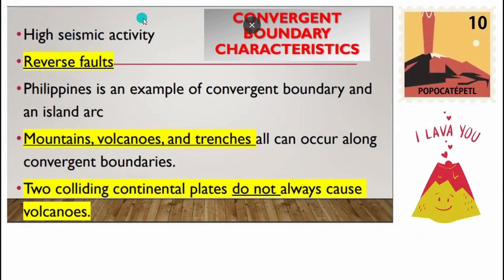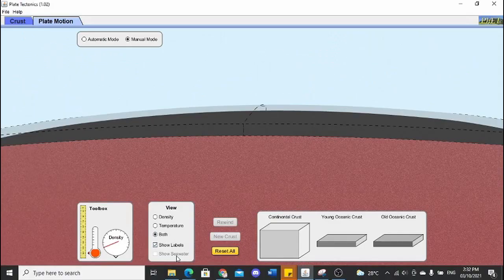In a convergent boundary, there is high seismic activity, or malakas na paggalaw ng plate. This can cause reverse faults. The Philippines is an example of a convergent boundary and an island arc. The mountains, volcanoes, and trenches all can occur along convergent boundaries. Two colliding continental plates do not always cause volcanoes.